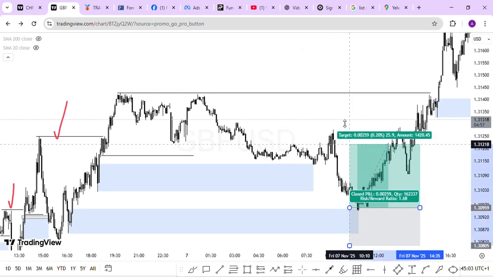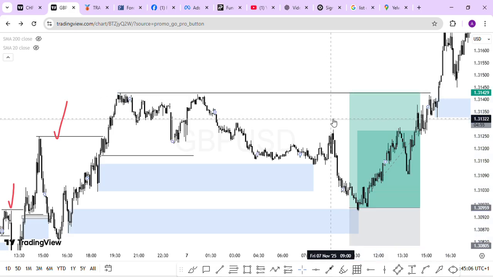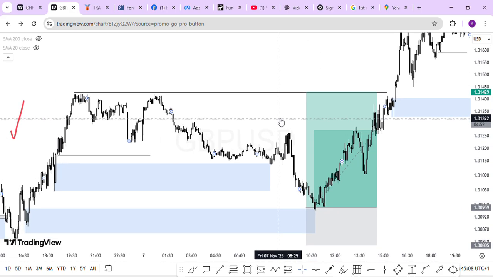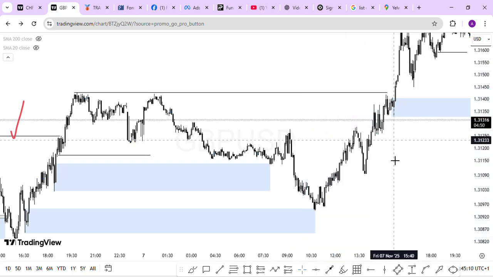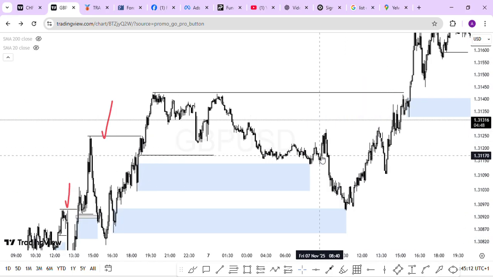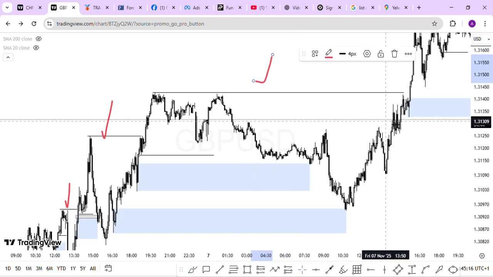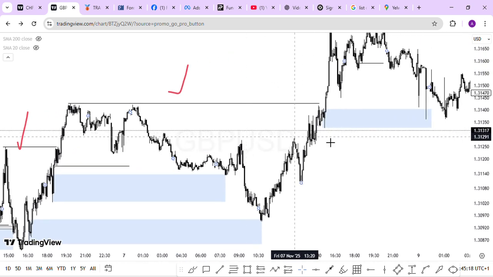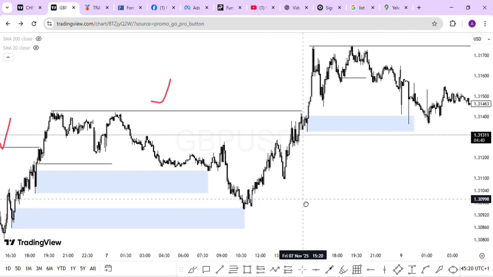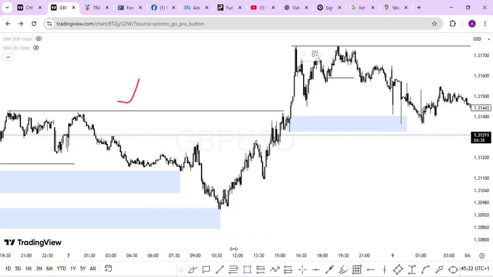Then you can take an entry to this level. This is also 5 minutes, so it happens in all time frames. You just need to understand the concept. It happens in all time frames and so on. So you can see, that's exactly it, we had a break of structure here. And after the break of structure, what are we supposed to look out for?